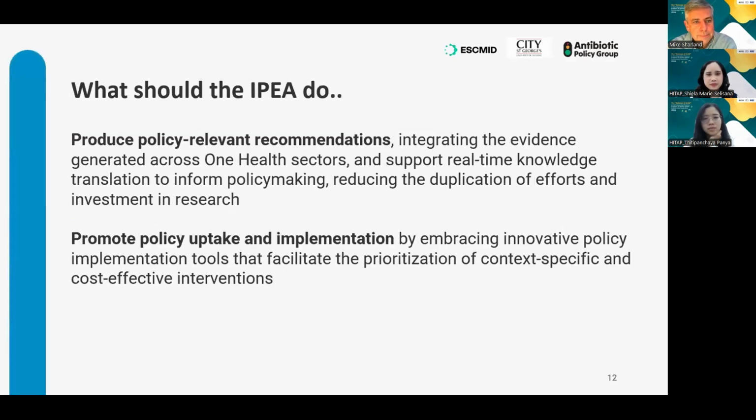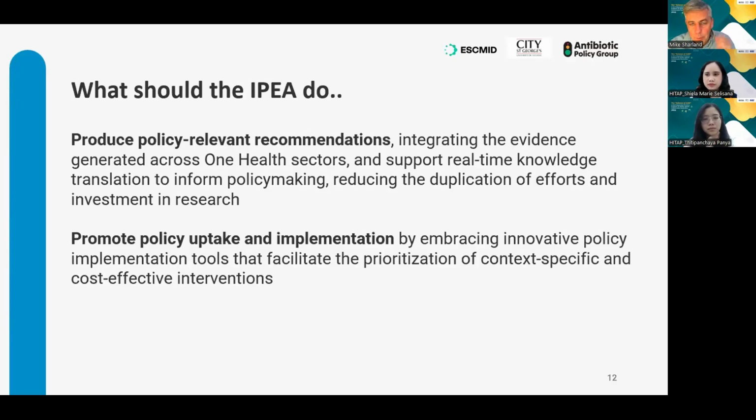Next slide, please. So what should the IPEA do? It should produce policy relevant recommendations. So the idea is you integrate the evidence across the One Health sectors, and that supports real-time knowledge translation. So that allows policymakers, and produces a very short summary.